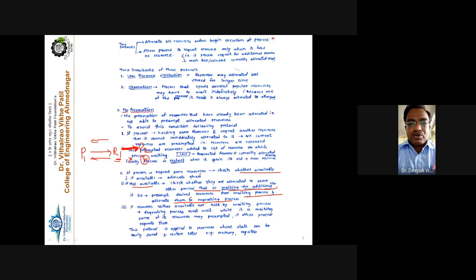Why? Because the currently holding process P2 is currently in a waiting state. See carefully. That's why the resource can be removed from that particular process. The resource can be removed from the process P2, and it is allocated to process P1.